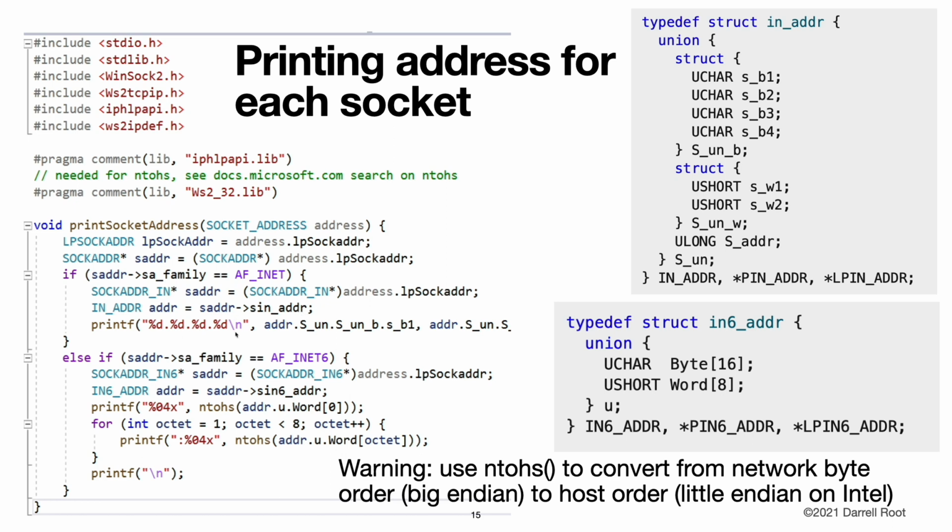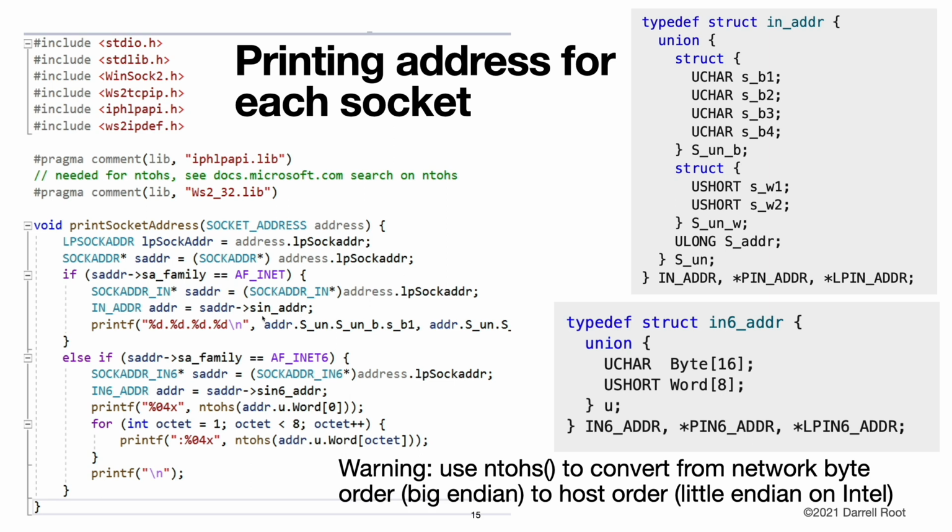The data structure for the IN adder is a bit painful. We have an S_UN, and then inside it we can access our union via the S_UN_B, and then we have to access each byte. So I think in S_UN, the W refers to the word, accessing it by word, and the B refers to accessing it by byte.